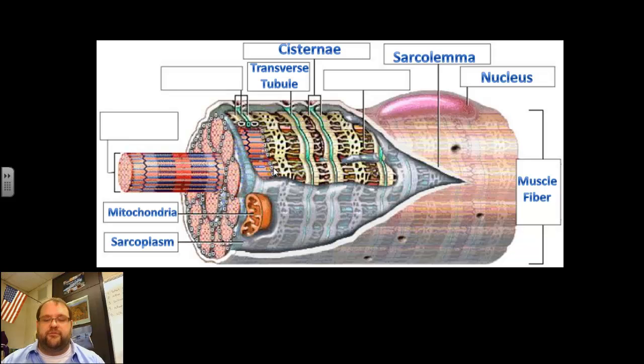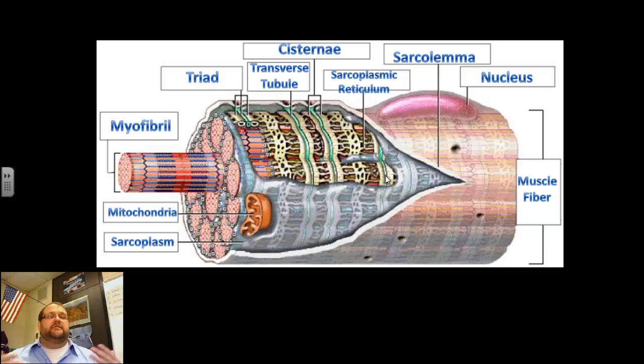Those three tubes together we call a triad. And then right here, these little snake-like things that project off of it are called the sarcoplasmic reticulum. Okay?